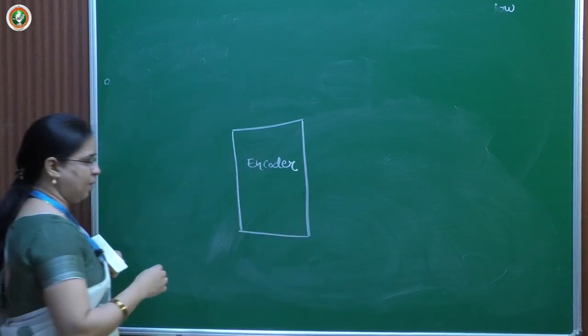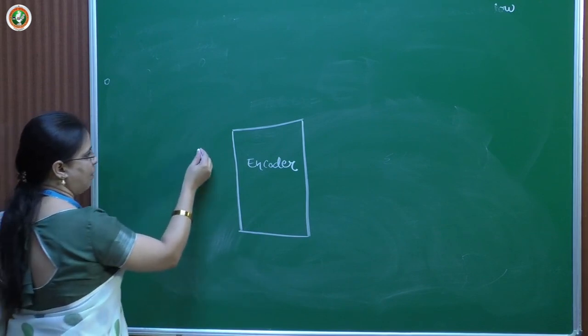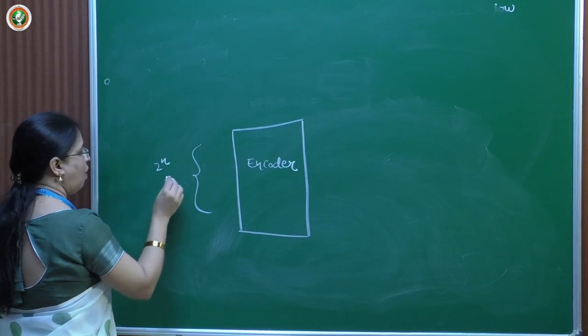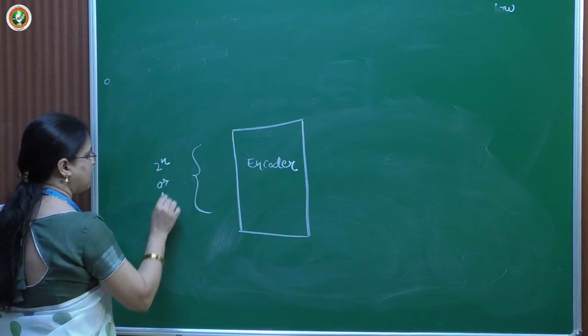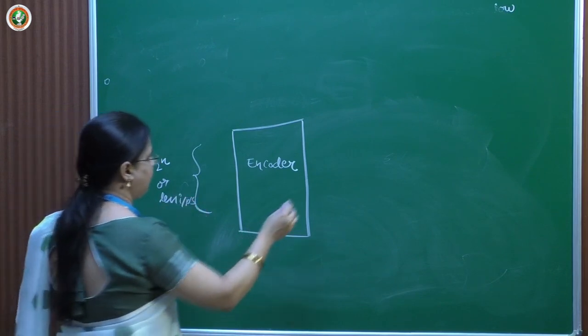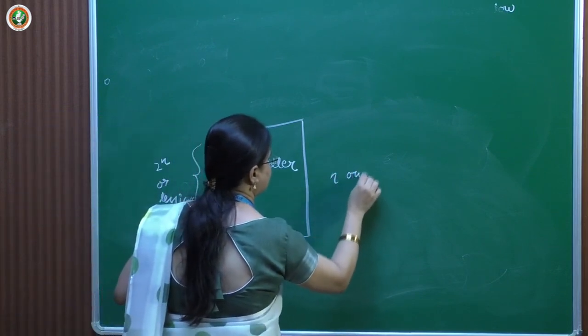So obviously, what will be the input? In case of an encoder, we will have 2 power n or fewer inputs and we will have n outputs.